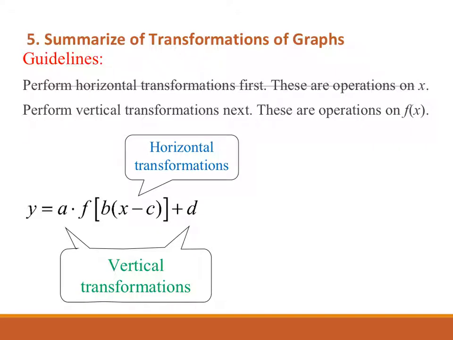So it's important to summarize the transformations of graphs. We're going to perform the horizontal transformations first. These are operations on x. And then we perform the vertical transformations next. The idea here is if we have a function in terms of c and d, typically this is our beginning point for the graph. And what we mean by that is typically that's our vertex, especially if our function is a squared type of function, or it's an absolute value function.